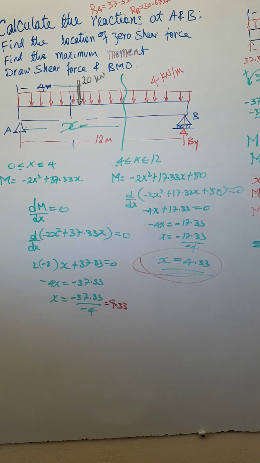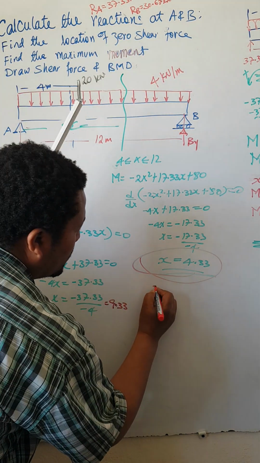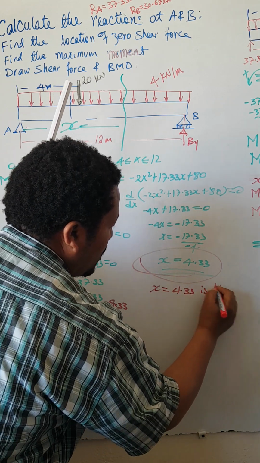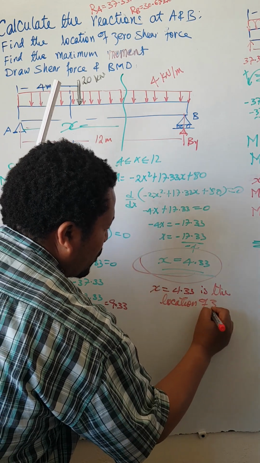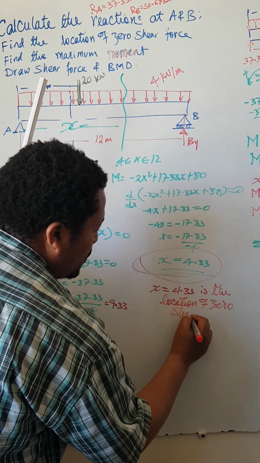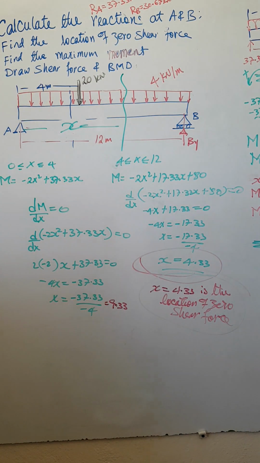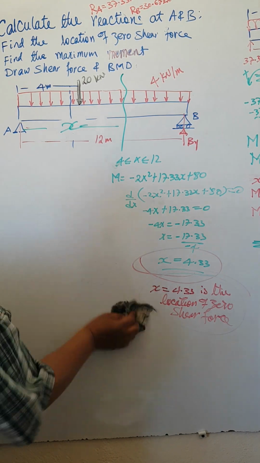So, along the way, we have answered the location of zero shear force: x is equal to 4.33 is the location of zero shear force. We found that, and the maximum moment is also at this point. Now that we have found the maximum moment location, what is the magnitude of the maximum moment?